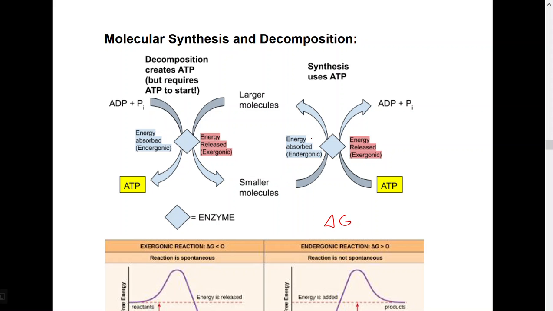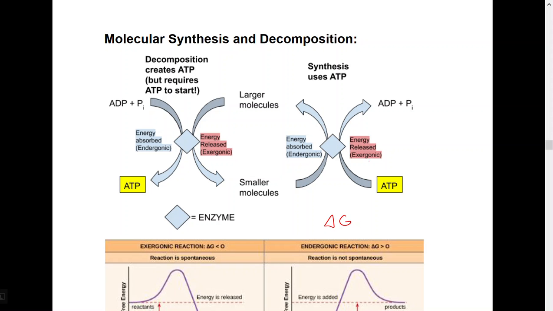And where does it get this energy, right? You can't just say we're building from small molecules to big molecules, we're just taking in energy. The energy has to come from somewhere. Energy cannot be created or destroyed. That's the first law of thermodynamics.